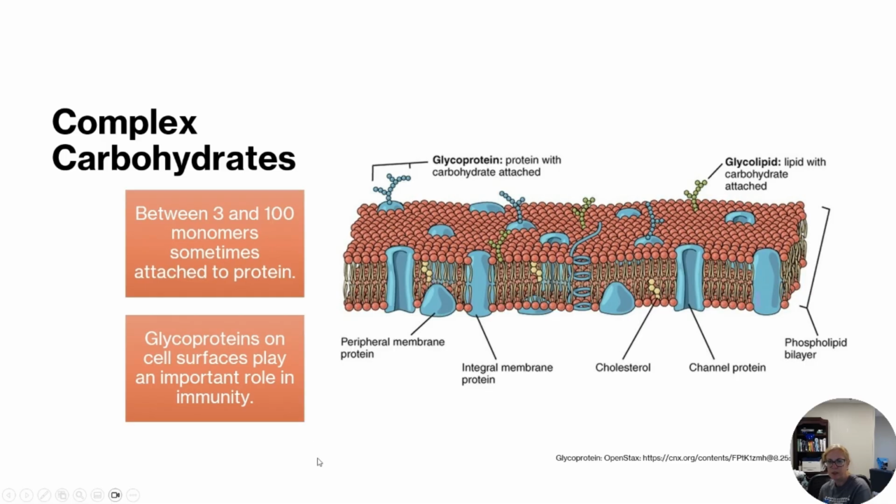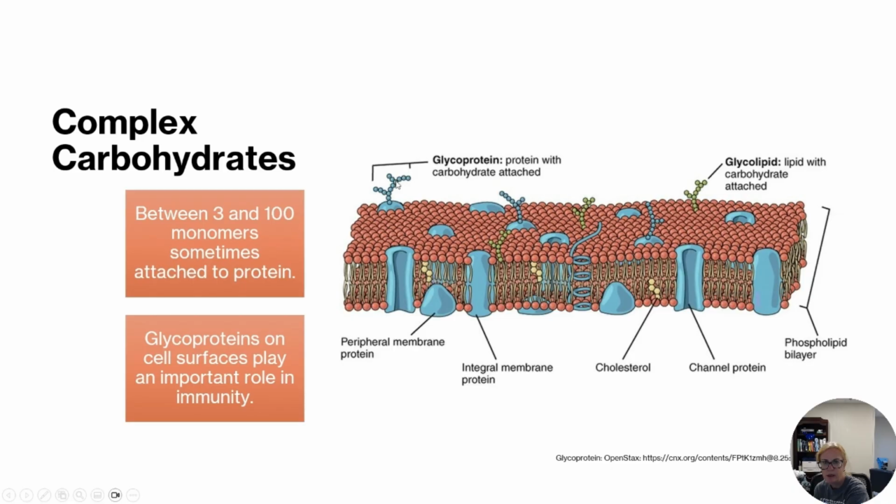Complex carbohydrates have between 3 and 100 monomers, and oftentimes they are attached to a protein. So an example would be a glycoprotein, and here we see a glycoprotein is going to have a protein attached to the carbohydrate. The important, actually, this is the carbohydrate up here, the little branching part, and the protein is what's embedded in the cell membrane, not cell wall.